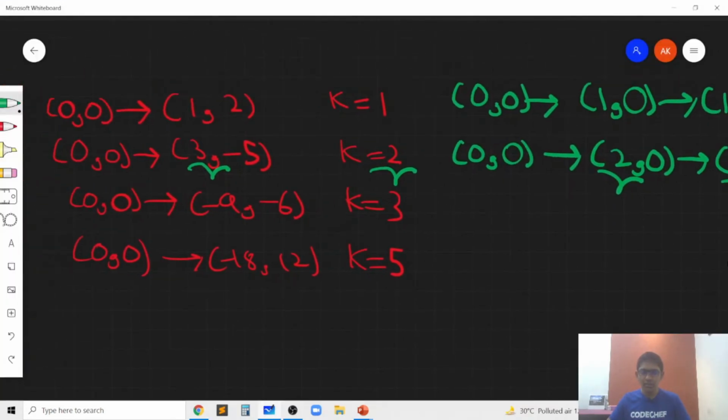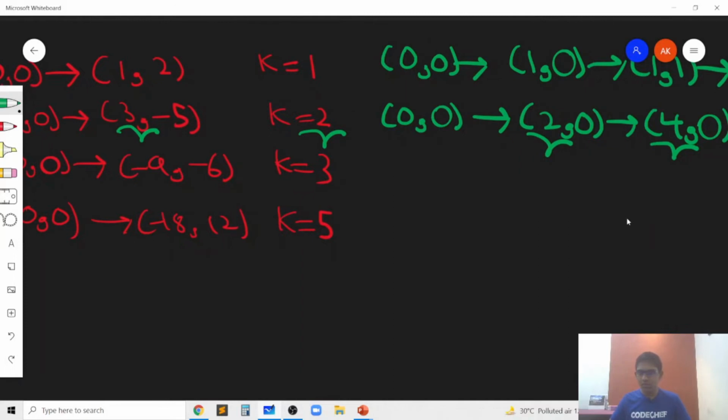Now, for the third example, let's again start from 0, 0, and let's try to go to minus 9, minus 6. So again, we first will try to make the x value equal to minus 9, and secondly, we'll try to make the y value equal to minus 6. So this is our second observation, which is we need to first make the x value equal to minus 9, and then we need to make the y value equal to minus 6. If both conditions are met, then we'll print yes. Otherwise, if we are not able to make the x value equal to minus 9 or the y value equal to minus 6, then we'll print no.